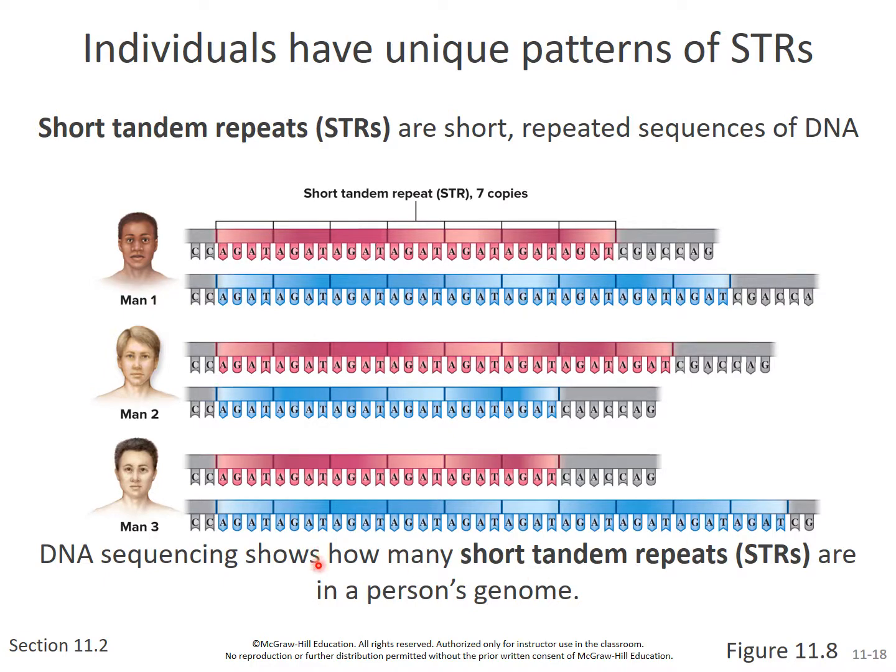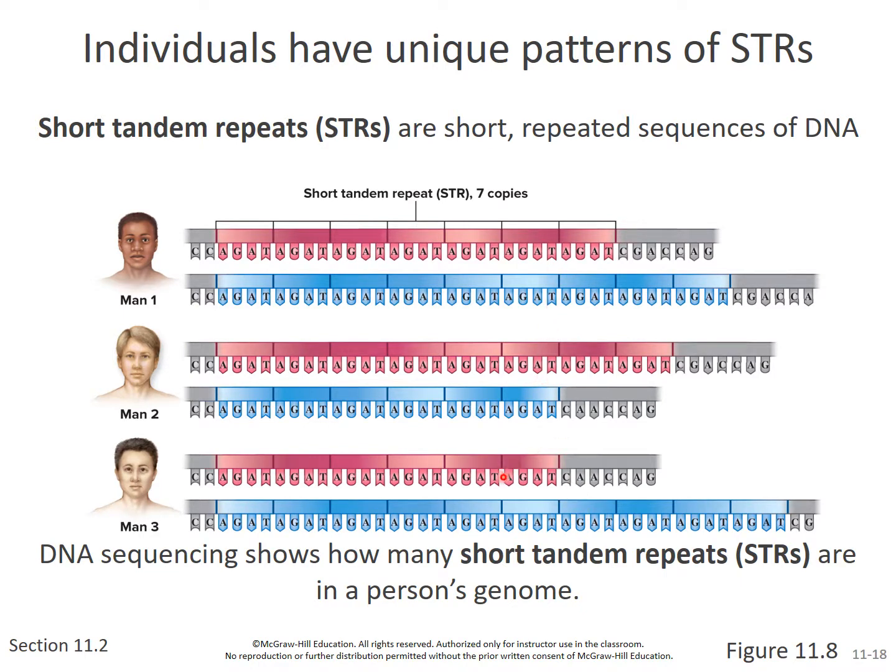DNA sequencing shows how many short tandem repeats an individual has in their genome. So when you have sequenced DNA, or later we'll show you looking at electrophoresis, if you're able to compare these sizes to one another, you can see people's profiles. So in this person's profile, this size and this size are their profiles for these particular portions of DNA. And they are different sizes than other people's DNA.